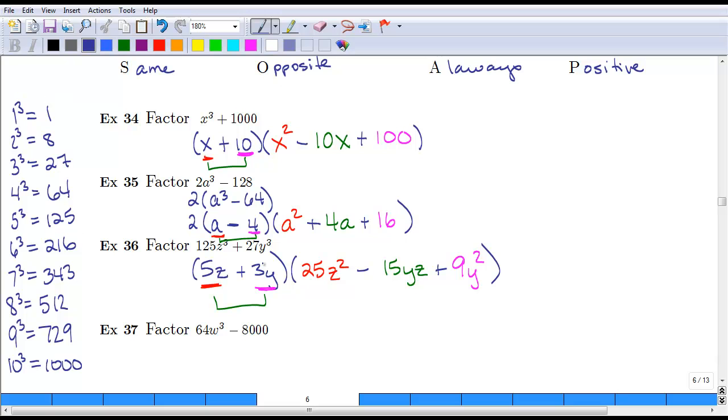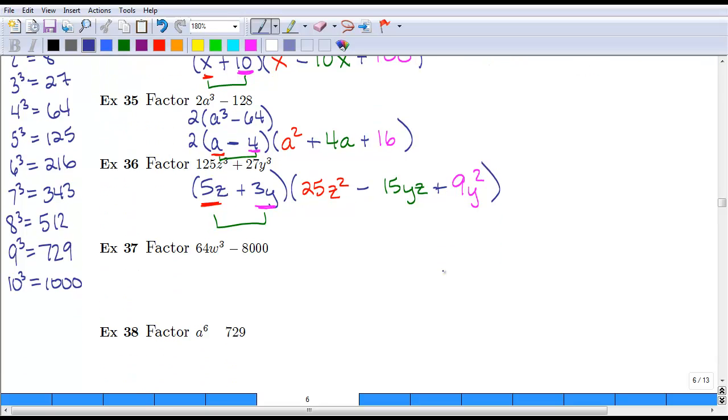Then we look at these terms that we found. We square the first one, we square the 5z, and we get 25z squared. We multiply the two together to get 15yz. And we square the last term, the 3y, to get 9y squared. The last step is to come through with the signs. It started off positive, so we've got the same. Opposite is negative. Always positive is the last.